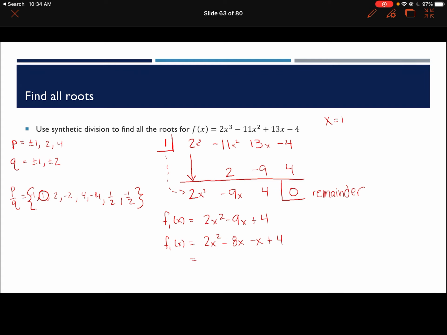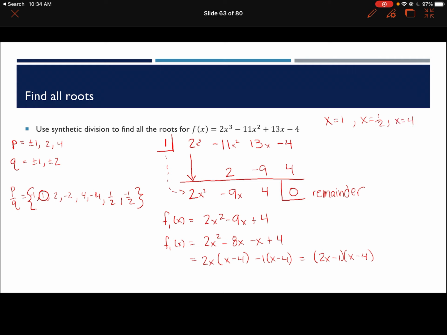And then you factor out a 2x. So we'll get 2x times x minus 4. You factor out a negative 1, you'll get another x minus 4. And so that factors to be 2x minus 1 and x minus 4. And so our other two solutions are x equals 1/2 and x equals 4.